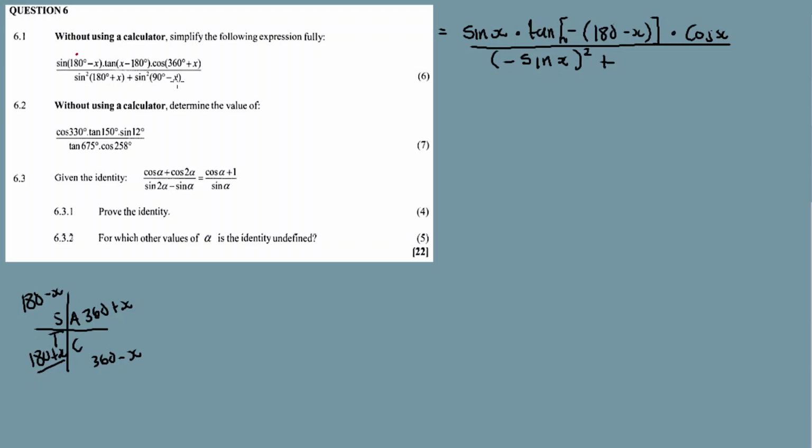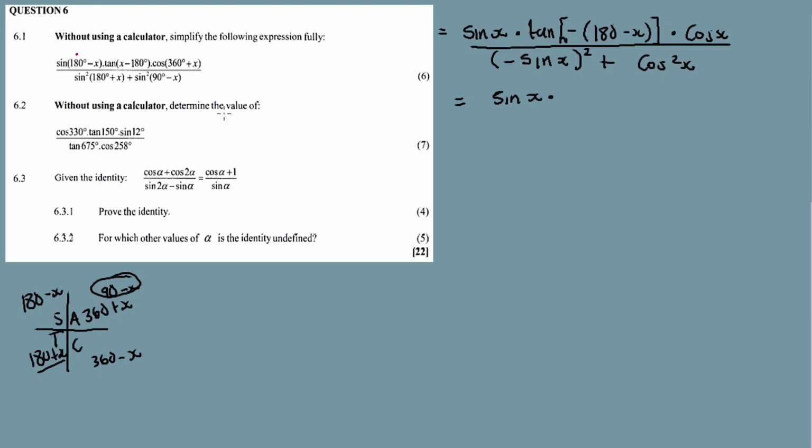90 degrees minus x, this is a co-function. What's the co-function of sine? Cos squared x. Yes, cos squared x. 90 degrees minus x as a co-function is in the first quadrant, equal to, we continue. We haven't finished with tan. Tan is negative, it's negative tan, it's tan negative, 180 minus x.